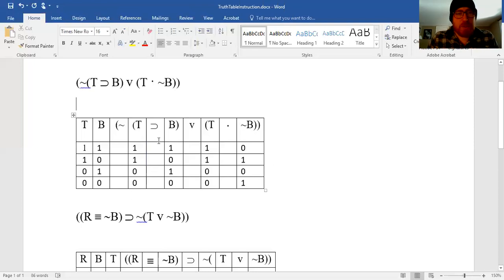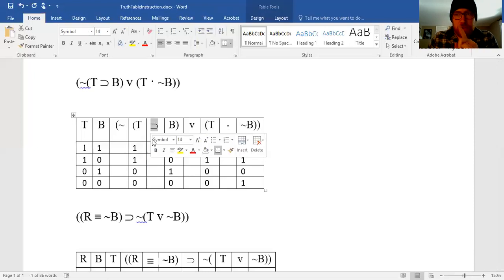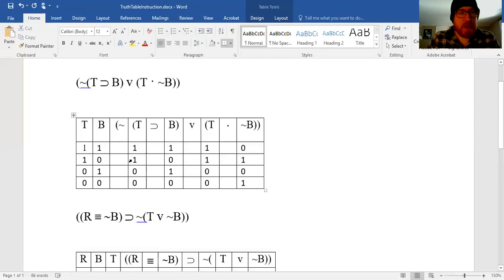Now, this is where the shortcuts come in handy. Since this is a horseshoe, there's only one condition where a horseshoe is false, and that's when we have a true antecedent and a false consequent. So in all other circumstances, this is going to be true. So this is true on line 1 because we've got true antecedent, true consequent. It's false on this second line because we've got true antecedent, false consequent, and then it's going to be true on all of those other lines. So we've got the horseshoe.